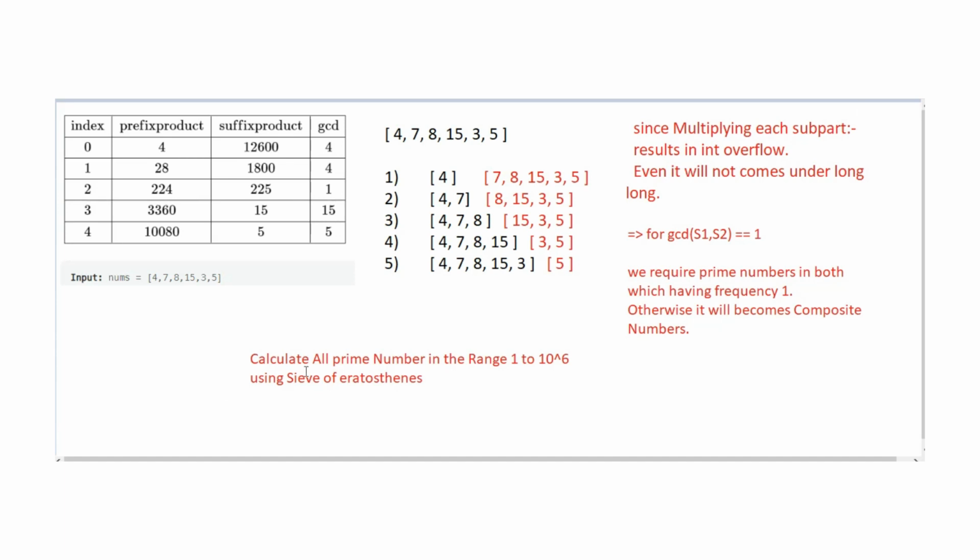After doing this, you need to create a frequency map, or we can say a frequency vector, for the prefix product and the suffix product. For a particular value, suppose 4 or 7 or 8, you check whether that value is prime. If it is prime, simply increment its value. If it is not prime, calculate its factors, and then for each factor, store its frequency in the map. And similarly, create a suffix product frequency array.